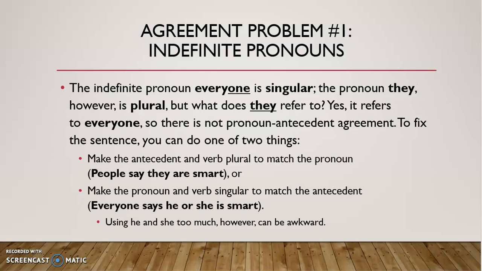The indefinite pronoun everyone is singular. The pronoun they, however, is plural. But what does they refer to? Yes, it refers to everyone. So there's not a pronoun antecedent agreement. To fix this sentence, you can do one of two things.